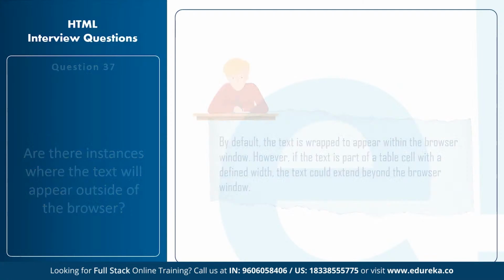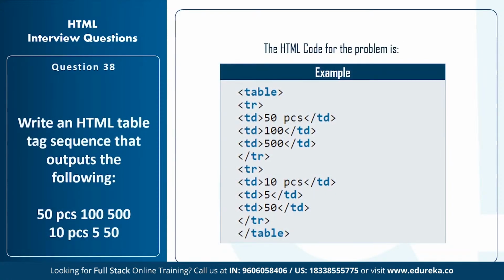Now moving on, write an HTML table tag sequence that outputs the following. So here they have provided the output where it should look like 50 PCS, 100, 500 and 10 pieces, 5, 50. Now you just have to write one code that will give you this particular output. So this is nothing but creating a table where you will have these particular elements inside that. So you can write the code in the form of a table.